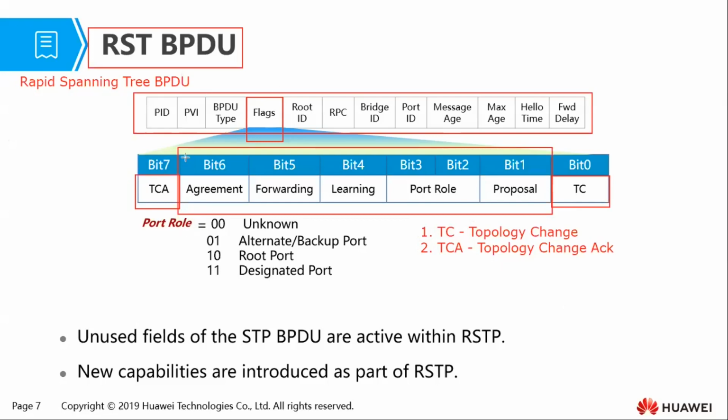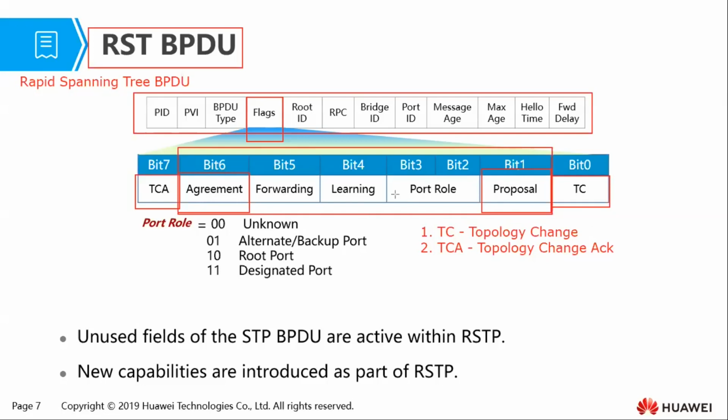So, the RSTP BPDU makes use of these other flags, including the agreement and the proposal flag. The proposal will be set to 1 if the RSTP BPDU is a proposal, otherwise it will be 0. This one will be set to 1 if the RSTP BPDU is an agreement, otherwise it will be 0.